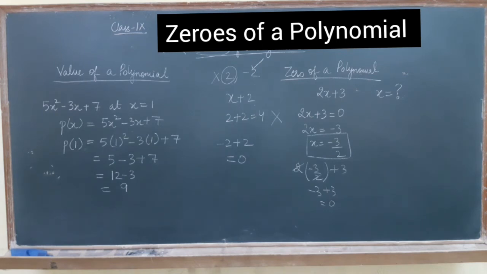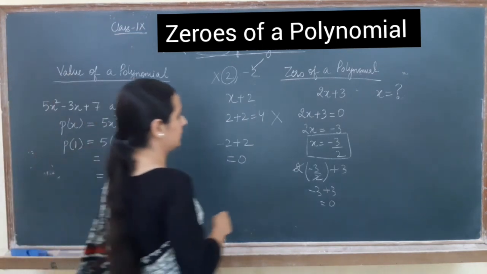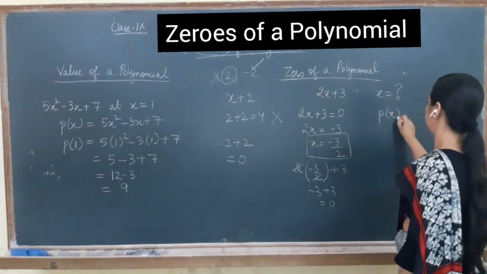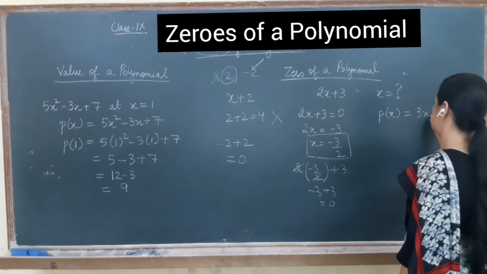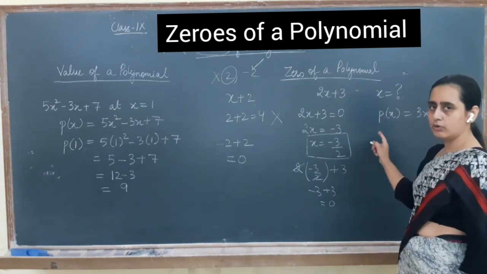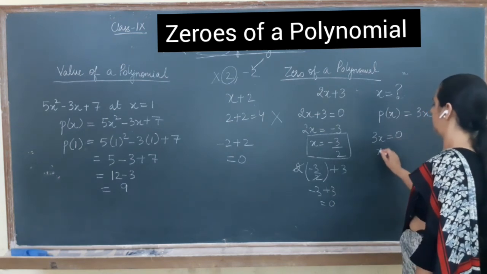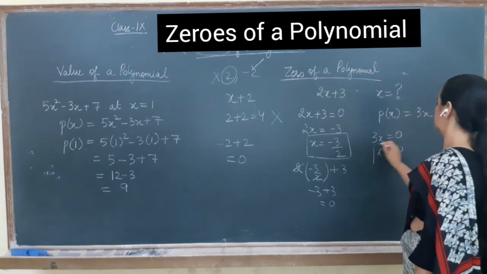Picked up one example, or you may say one question, from the exercise also. Find the zero where p(x) is given to you 3x. Now I told you how to find out. Just put it equal to 0. So what I will get? x is equal to 0.